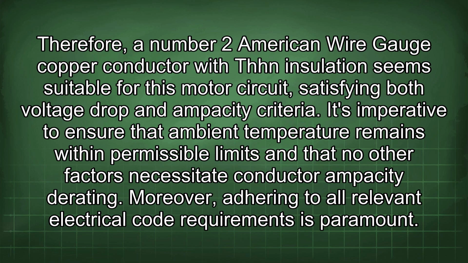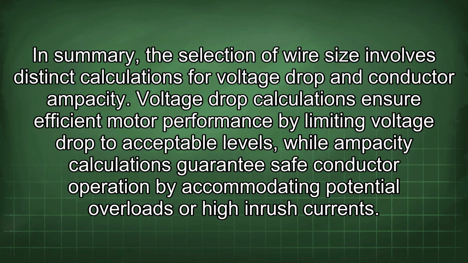It's imperative to ensure that ambient temperature remains within permissible limits and that no other factors necessitate adjusting the conductor ampacity rating. Moreover, adhering to all relevant electrical code requirements is paramount. In summary, the selection of wire size involves distinct calculations for voltage drop and conductor ampacity. Voltage drop calculations ensure efficient motor performance by limiting voltage drop to acceptable levels, while ampacity calculations guarantee safe conductor operation by accommodating potential overloads or high inrush currents.